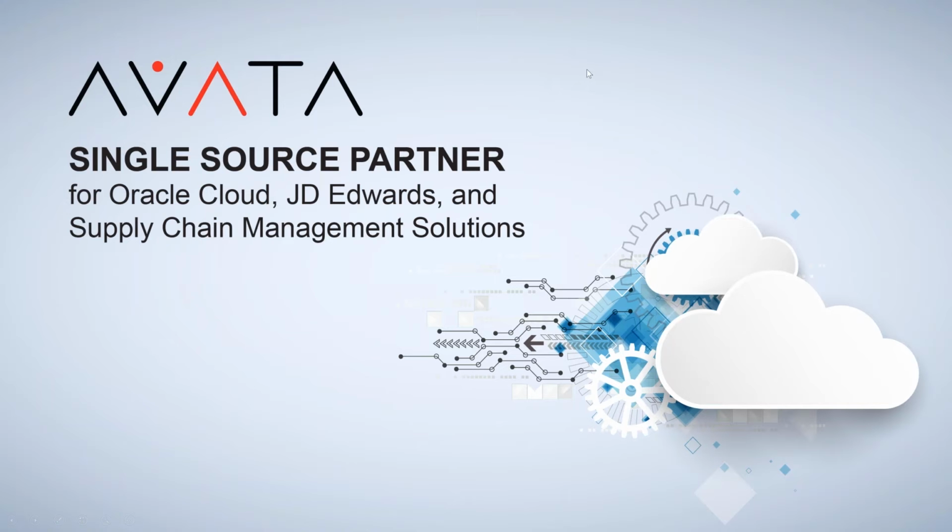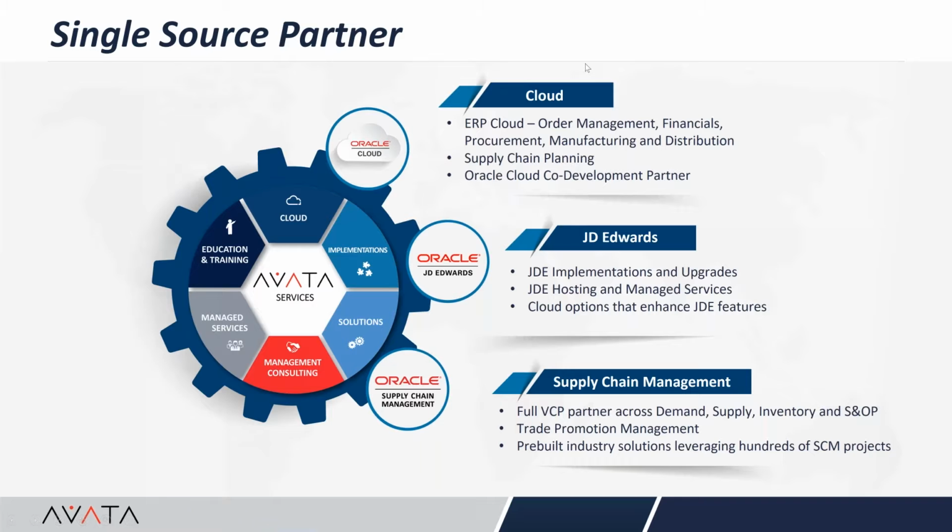I want to give you a little bit of background information on AVATA. AVATA's core business consists of three pillars: supply chain management, JD Edwards, and cloud applications. We're one of the few partners out there that can fully support your ERP applications through advanced planning. We support the integrations between the two, and we support you from those on-premise applications into the cloud.